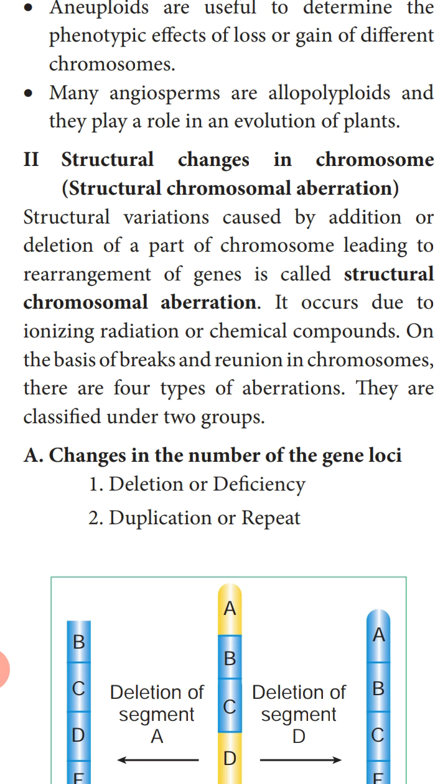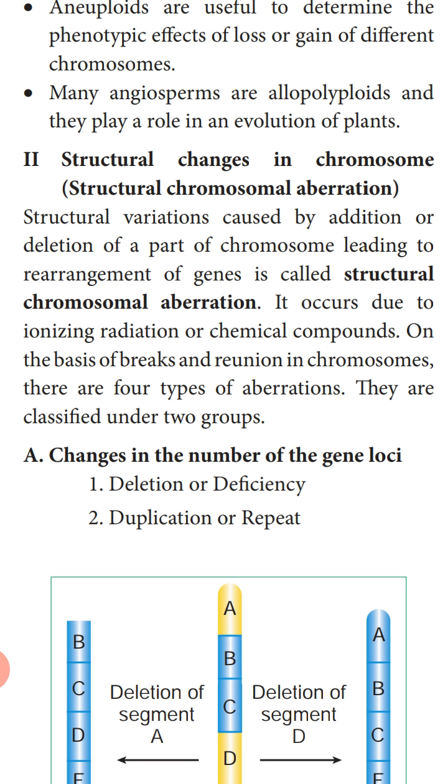On the basis of the breaks and reunion in the chromosome, there are four types of aberration. Here we are saying the segment of the chromosome is lost or added. For this, how many breaks are taking place in the chromosome? Based on that, and on how the remaining chromosomal segments are joined or reunited, structural chromosomal aberrations are classified into four types and grouped into two groups.